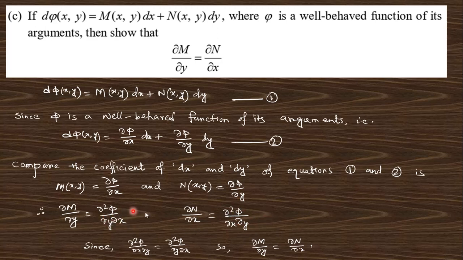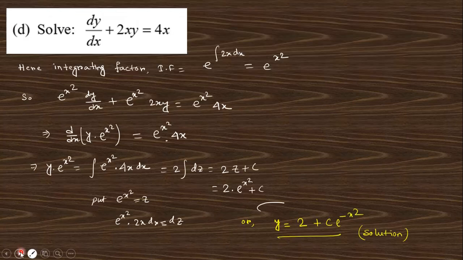You can see here these two are equal because these things are equal. So del M del y equals del N del x. Clear? For any query you must comment in the comment box. Go to the next question.